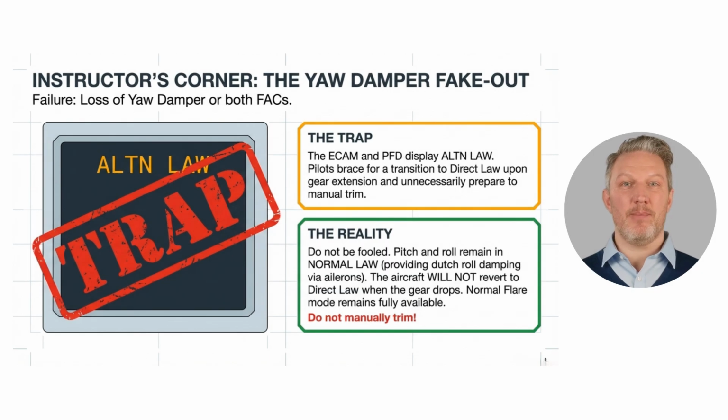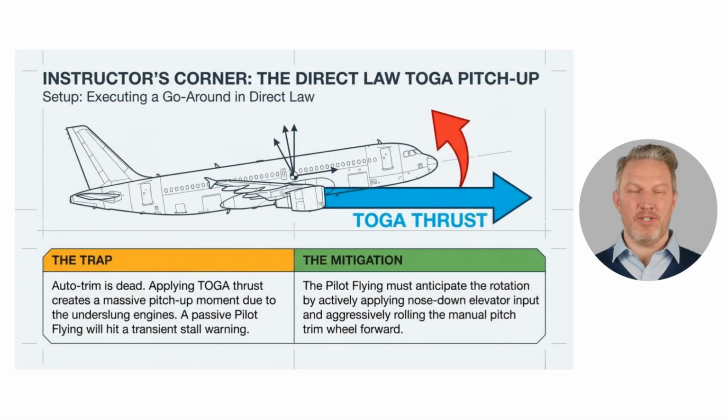Beware of the yaw damper fake-out. If you lose both FACs or the yaw damper, the ECAM will display alternate law. Pilots often brace for a transition to direct law upon gear extension, but this is a trap. In this specific failure, pitch and roll remain in normal law. The aircraft will not revert to direct law when the gear drops, and your flare mode remains available. Do not manually trim.